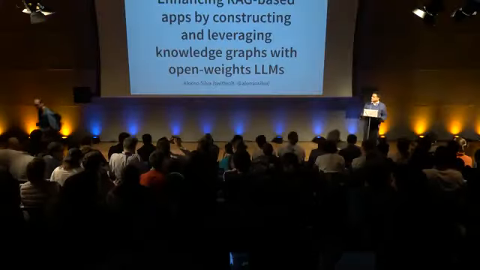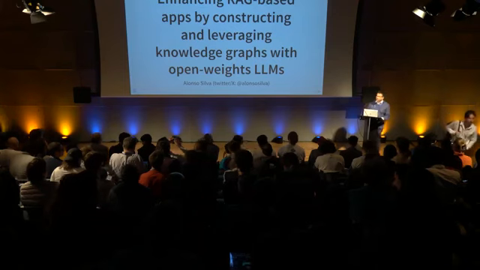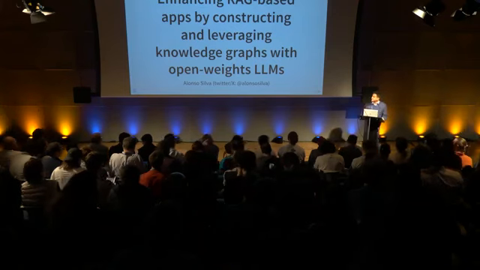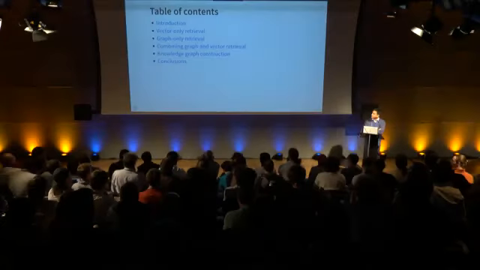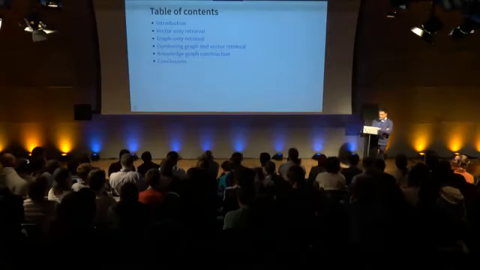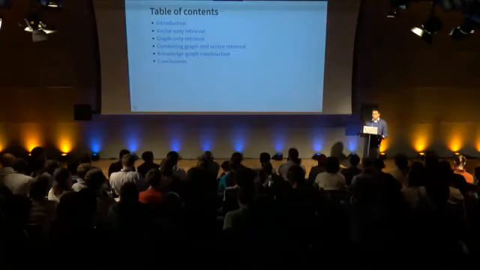So the title of the presentation is very long, but the idea is how can you enhance RAG systems with knowledge graphs with open weights LLMs. And for that, the table of contents is: I'm going to start first with vector-only retrieval, so a normal RAG, then a graph-only retrieval, then I'm going to combine both, and I'm going to discuss at the end knowledge graph construction, so be patient for that.